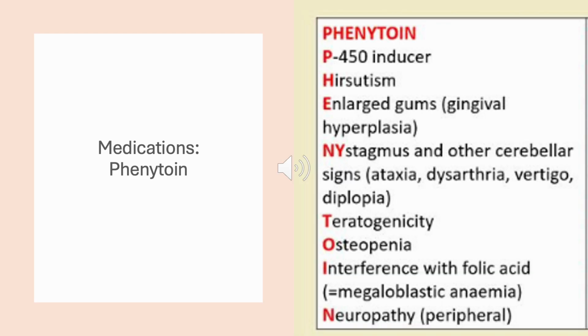For phenytoin, it's highly tested. So make sure you understand the side effects, such as the increase in hair growth, enlarged gums. They need to visit a dentist regularly. Nystagmus and other cerebellar signs like ataxia, dysarthria, which means difficulty speaking, vertigo, diplopia. It's toxic to babies, or I should say fetuses, osteoporosis, osteopenia. It can also cause megaloblastic anemia, which is due to low folic acid absorption, and it could cause neuropathy. So remember that. It could also cause hyperglycemia.